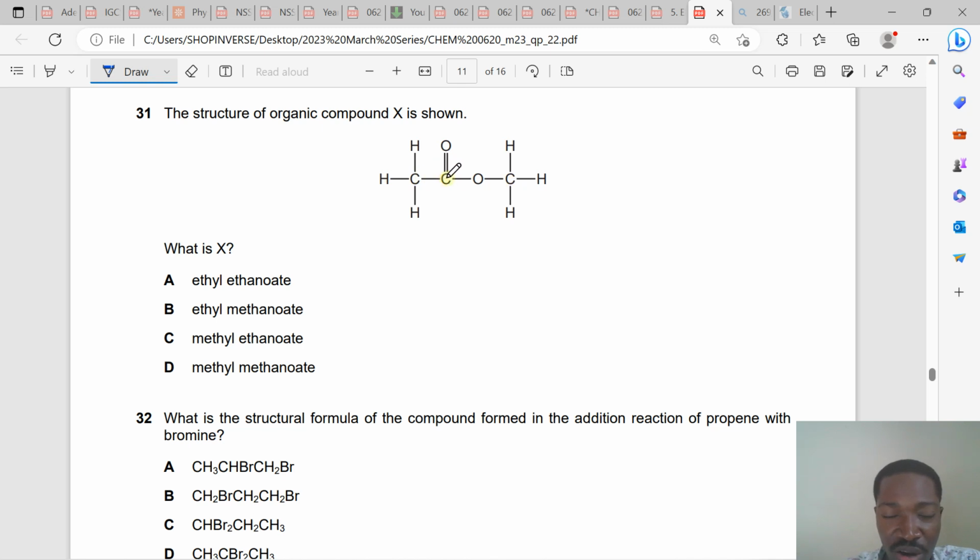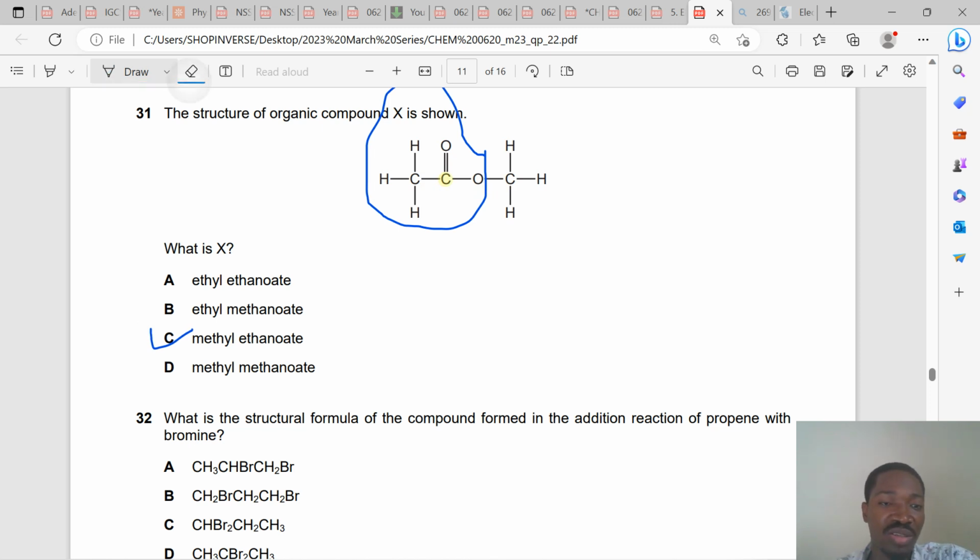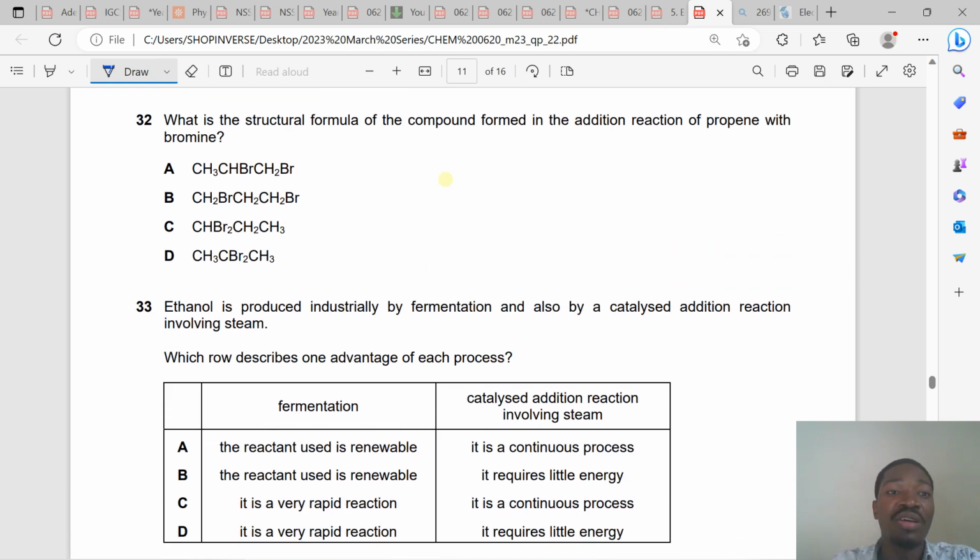Take note of this. On this carbon atom, that's where we have this. This itself is the ethanoate, and this is the methyl group. So that is methyl ethanoate. We can't call it one methyl ethanoate; if it is one, then we don't have to put it there. That's under organic chemistry.